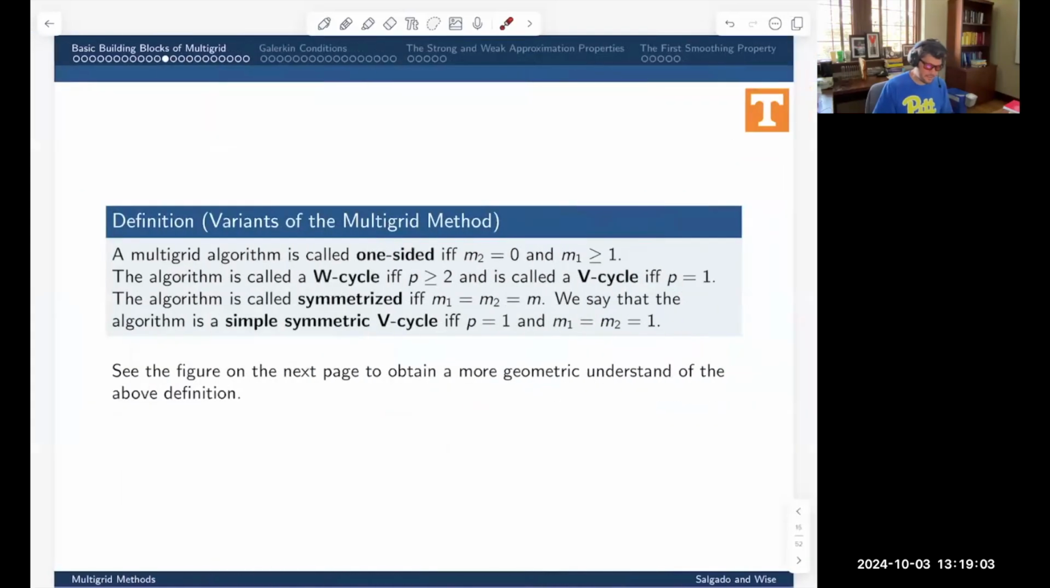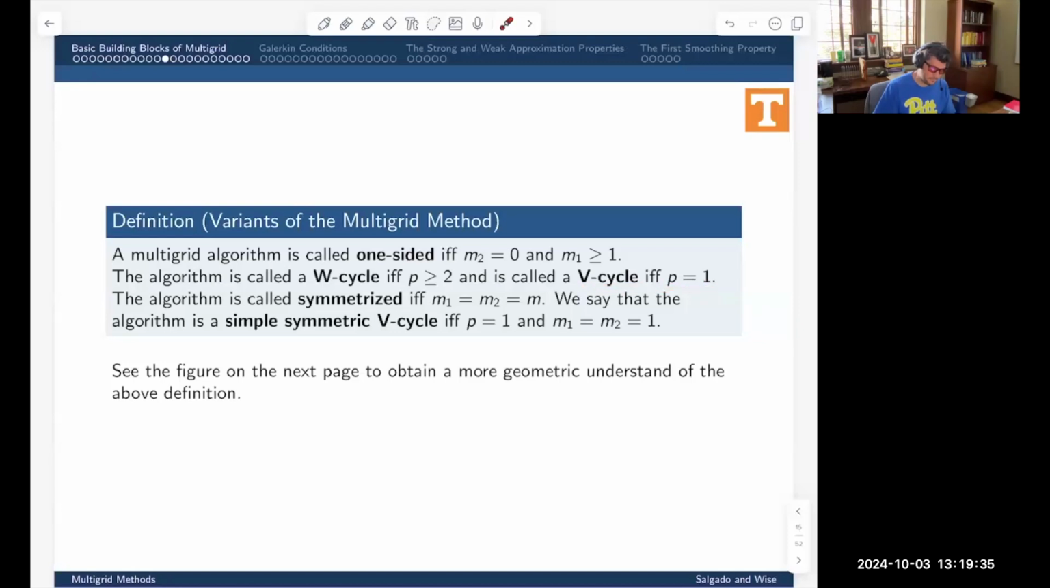Now, let me give some nomenclature that's common in multigrid. A multigrid algorithm is called one-sided, as we said before, just like the two-grid method, if M2 is equal to 0 and M1 is greater than or equal to 1. The algorithm is called a W cycle if P is greater than or equal to 2, and oftentimes we're just going to call a W cycle whenever P is equal to 2. It's called a V cycle whenever P is equal to 1, and I'm going to show you why that's called that in a second.